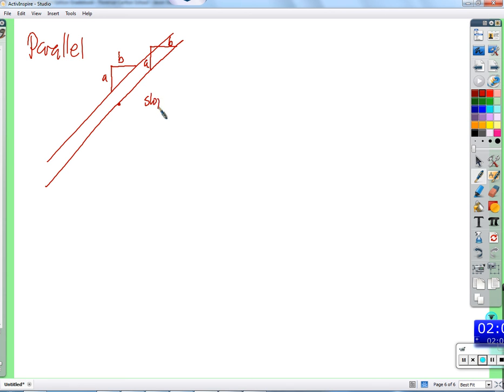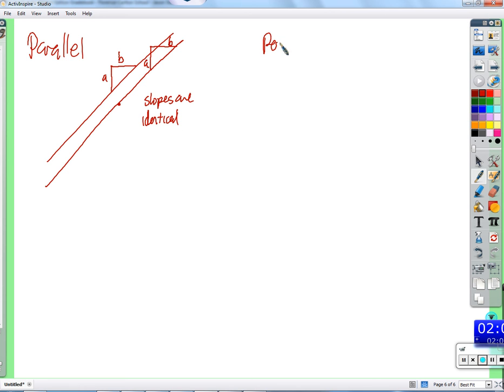Slopes are the same. Same ratio, yeah. If we get 3/4 here and 6/8 here, well, 6/8 simplifies to 3/4, so again, they still have the same slope. Yeah. That's a good point.